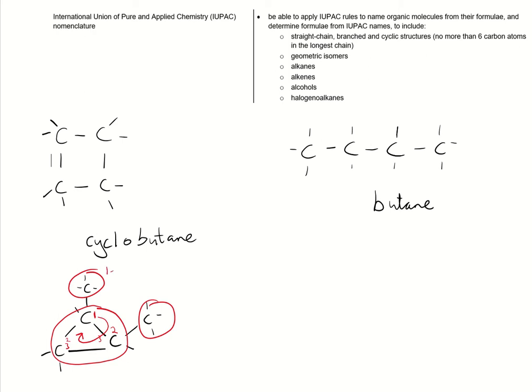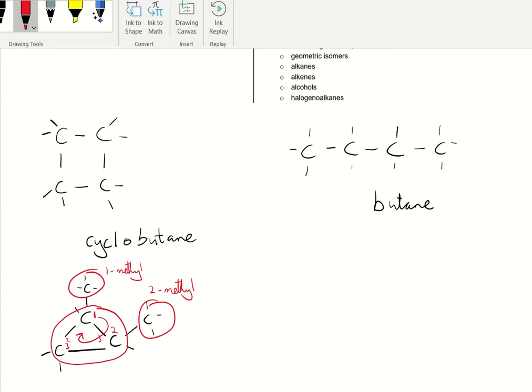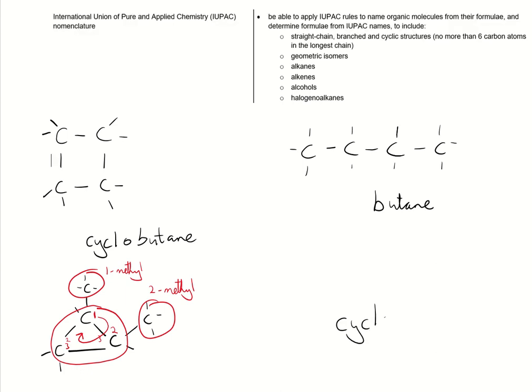So I've got a 1 methyl there, 2 methyl here, and 3 carbons in the ring, so a cyclo bit. So if we put them all together, we've got the cyclopropane as the parent bit, and obviously the 2 methyls, since they're the same branch, I can just lump them together and say 1, 2 dimethyl.